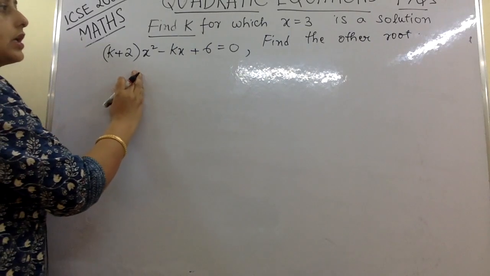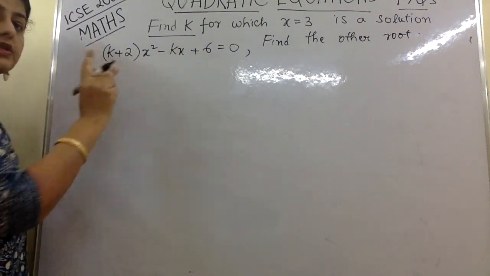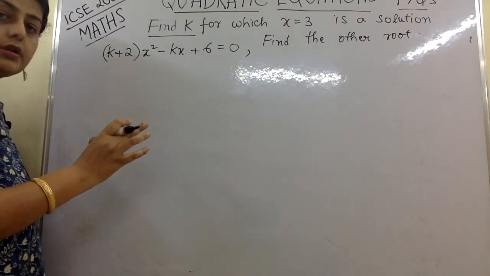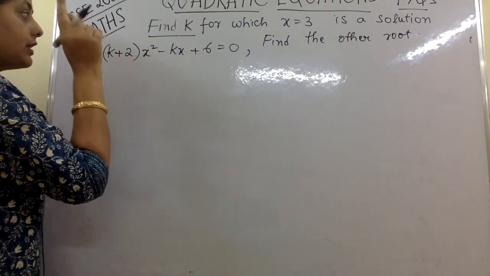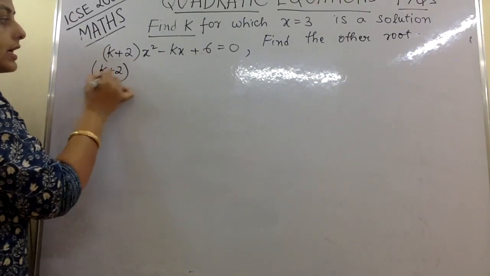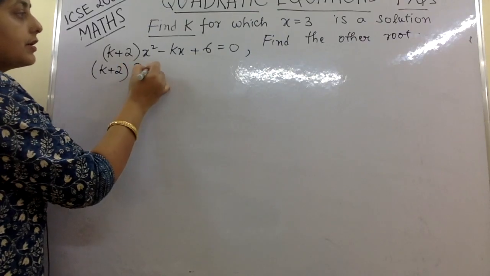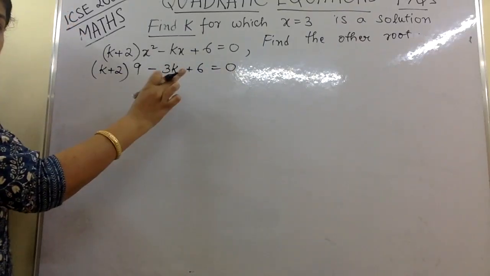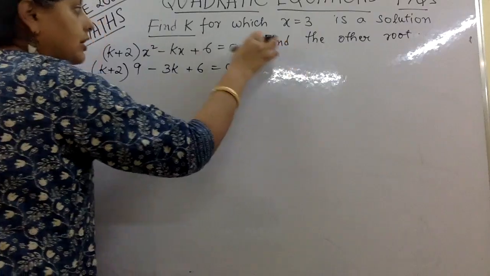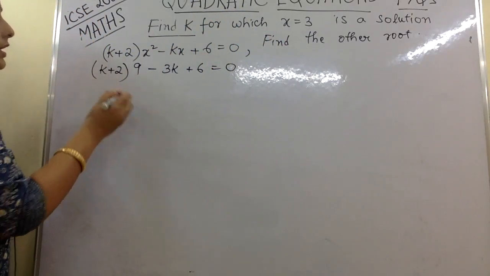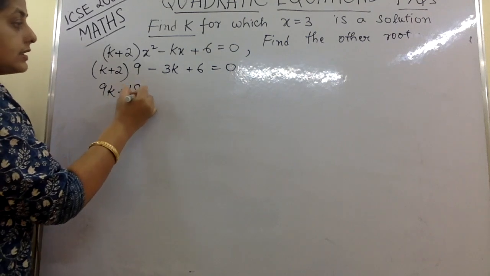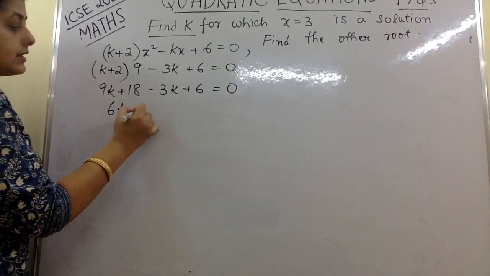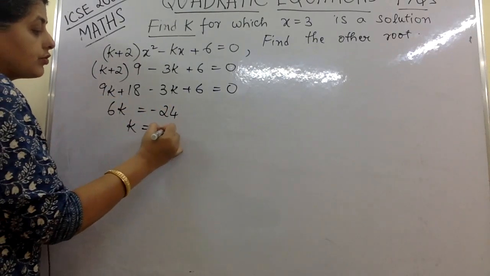Now find k for which x is equal to 3 is a solution. Here is our sum, x is equal to 3, but actually this equation has two values of x, because it is quadratic, but one of them is given. We'll use that to find the value of k. So (k plus 2) times 9, minus 3k plus 6 is equal to 0. All I have done is substitute x. So 9k plus 18 minus 3k plus 6 is equal to 0. That is 6k is equal to minus 24, k is equal to minus 4.